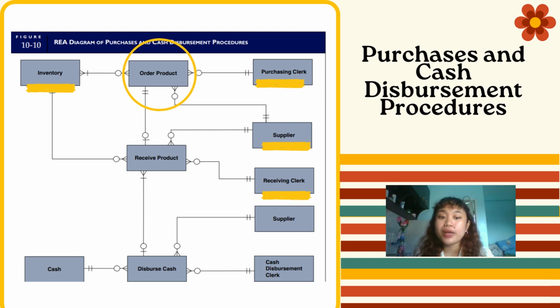So, order product is about making a plan to restock products when they run low, but it doesn't immediately add more products to the store shelves. It's like creating a shopping list for the store.